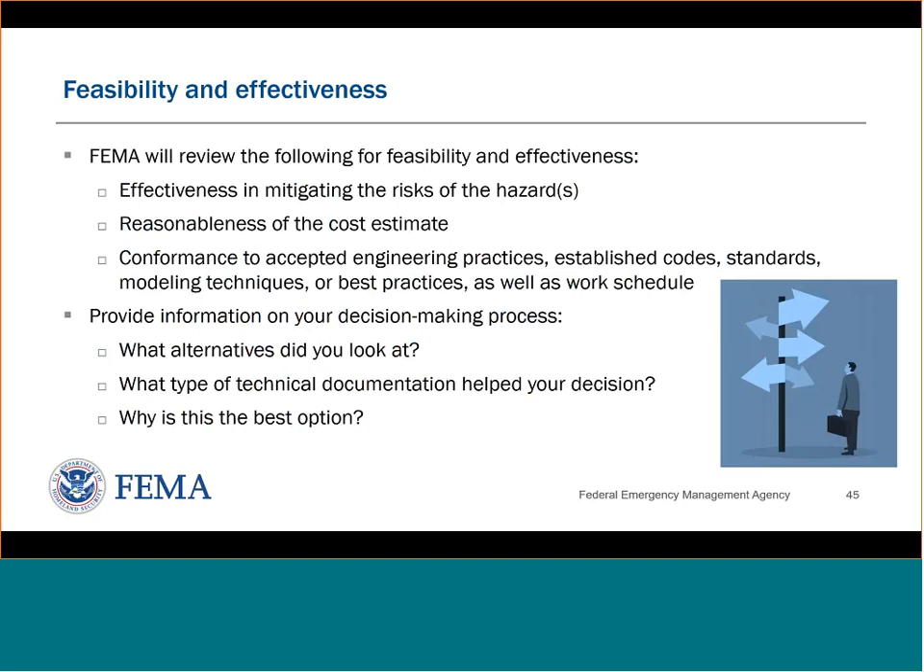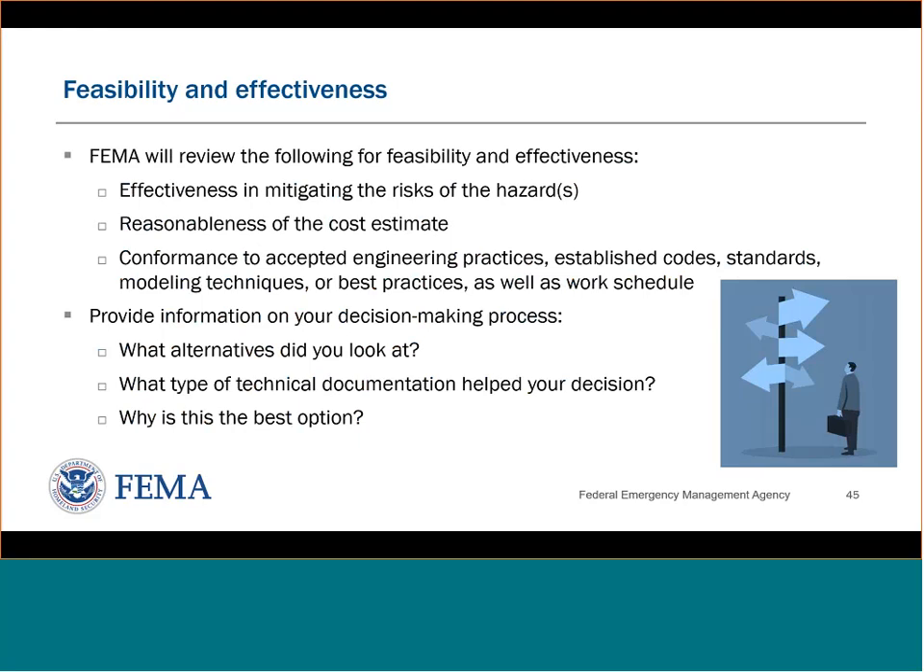The feasibility and effectiveness review is going to look at how effective the project is in mitigating the risks that are posed by the hazard. It looks at whether the cost estimate is reasonable, whether it conforms with engineering practices, codes, standards, and so forth, and whether it conforms with its work schedule.